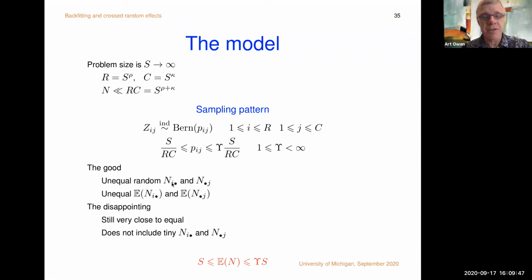The number of observations in row I can vary with the row I, and same for the columns. We can even make their expected values unequal. So that gives us a lot more realism than the PRZ paper. The disappointing side is that these are still really close to equal. They're only a little bit unequal. And also we can't include the tiny counts that you would get in real data. And so what about this upsilon? Well, the expected sample size is between S and upsilon times S. Now we have a random sample size.